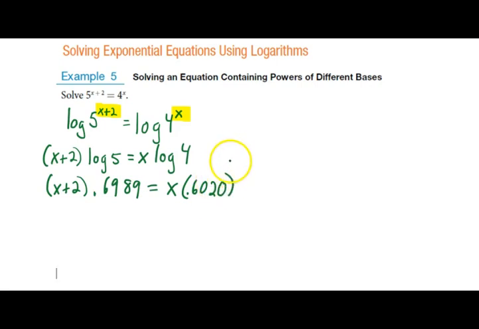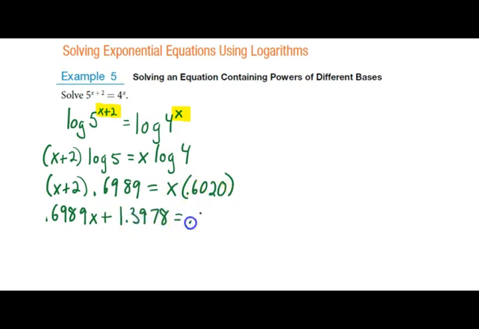And the reason I like to do that is because we are so used to solving equations. You guys sometimes get confused when I have those logs in there, but you've got to remember it just stands for a decimal. And so if you just had this equation and it was a number, it's much easier to see that you just need to distribute it. So I need to do 0.6989 times x and 0.6989 times 2. So I get 0.6989x plus 1.3978.